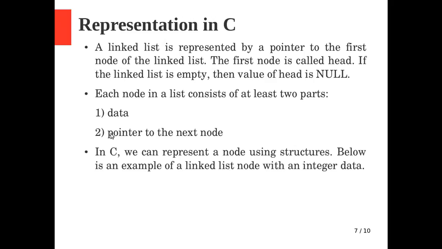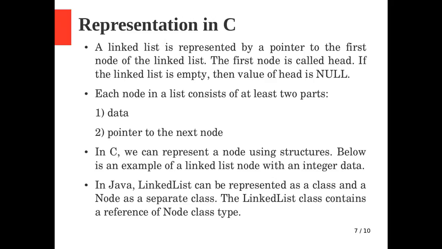Fine. So in C, we can represent a node using structures. Below is an example that we are going to see in a few seconds. In Java, the linked list can be represented as a class and a node as a separate class. The linked list contains a reference of a node class type. So in Java, the class is already there. That is, the class name is LinkedList, and each and every node is represented by another class. We are not going to cover Java, so I'm going to concentrate on C. I just mentioned it for general knowledge.